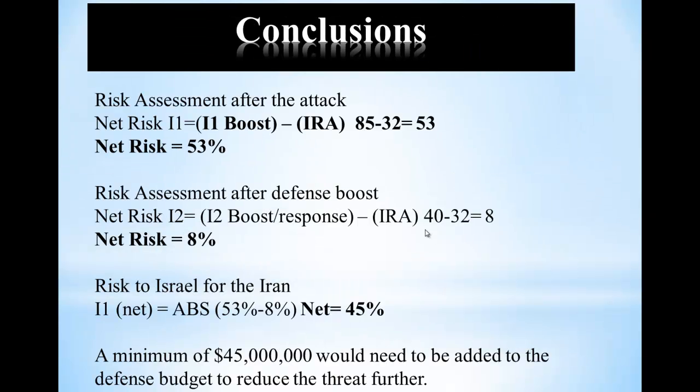And then conclusions. We have risk assessment after attack was a net risk of 53%. Risk assessment after defense boost was a net risk of 8%. Risk to Israel from the Iran attack is a net 45%. And a minimum of $45 million would need to be added to the defense budget to reduce the threat any further.